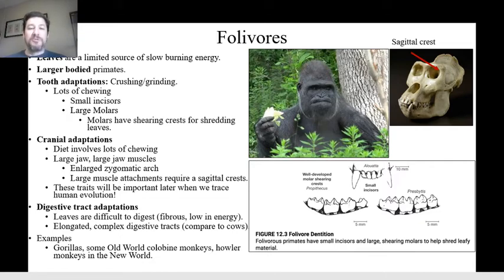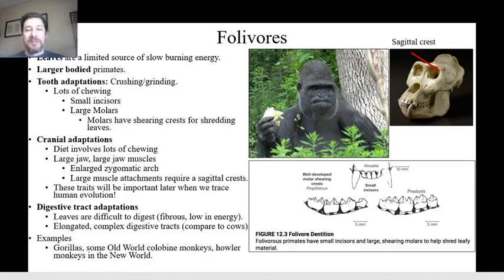In folivores, we also see some special cranial adaptations, so adaptations in the structure of their skull. Because the diet involves so much chewing, you need to have a relatively large, strong jaw, right? Think if you were chewing gum all day, your jaw would get sore eventually, and so you want to have a large jaw to help you do that. And you're also going to have an extremely large zygomatic muscle, and therefore a large zygomatic arch in order to carry that muscle. And we'll look at a better picture of that in a moment.